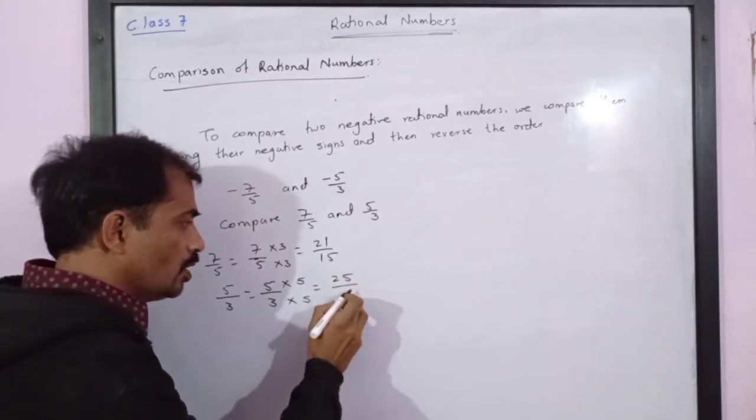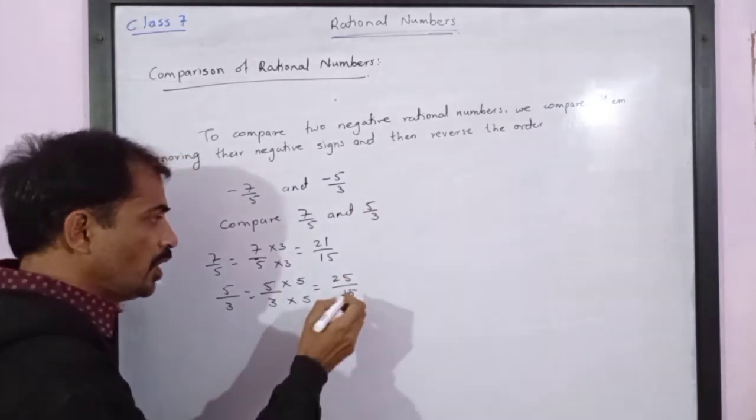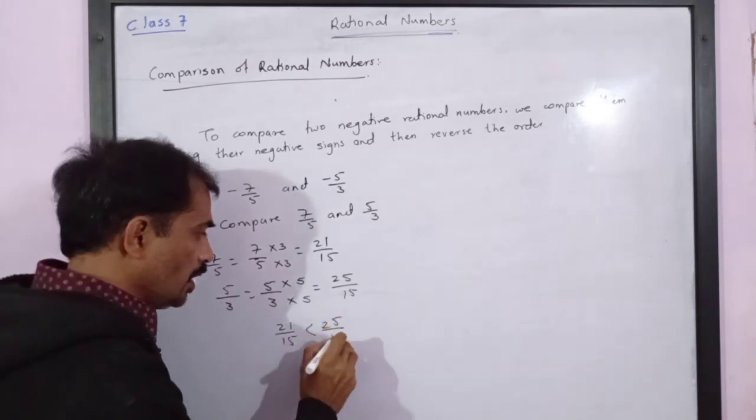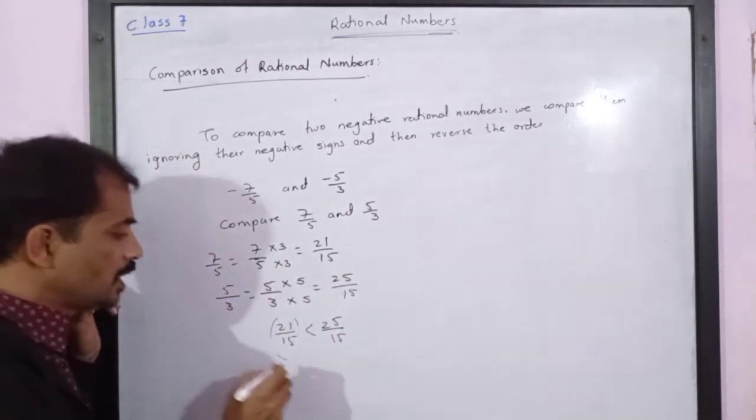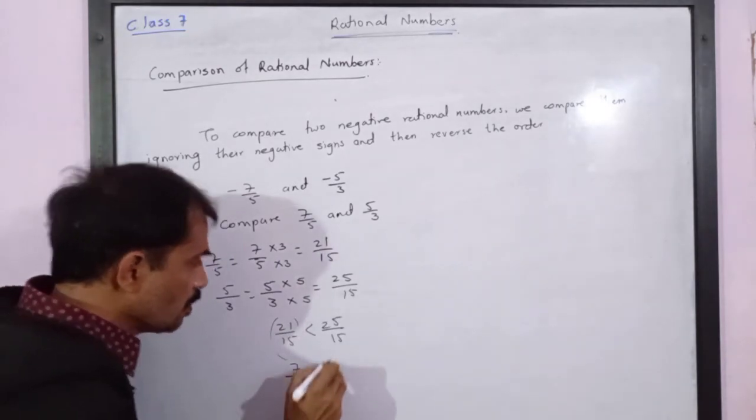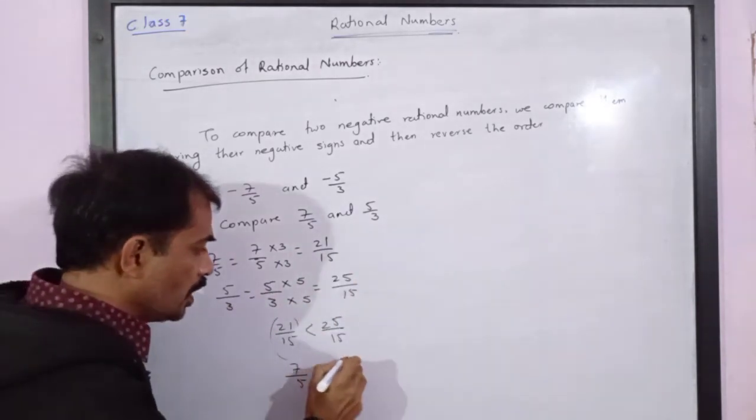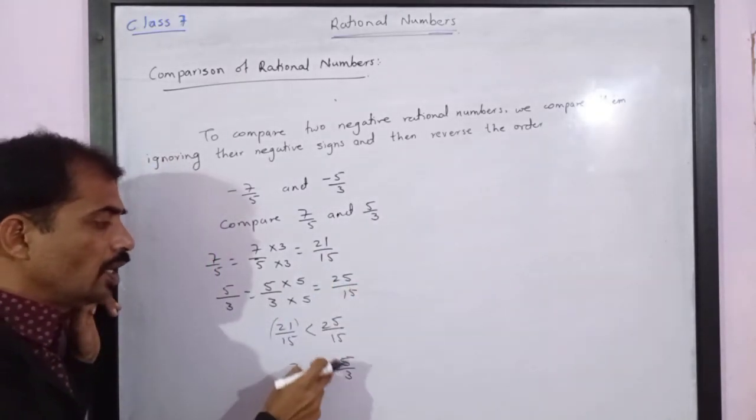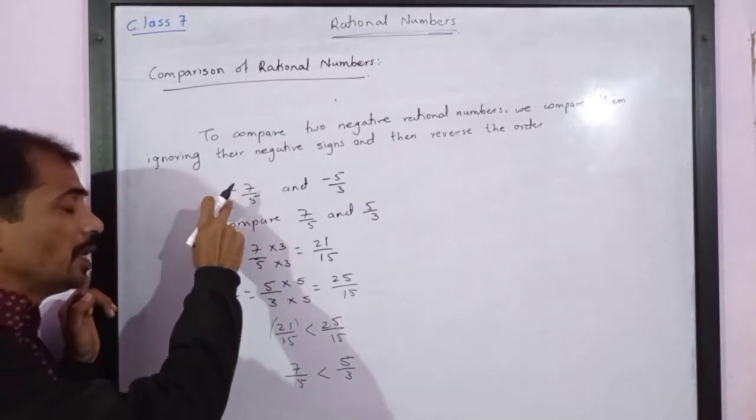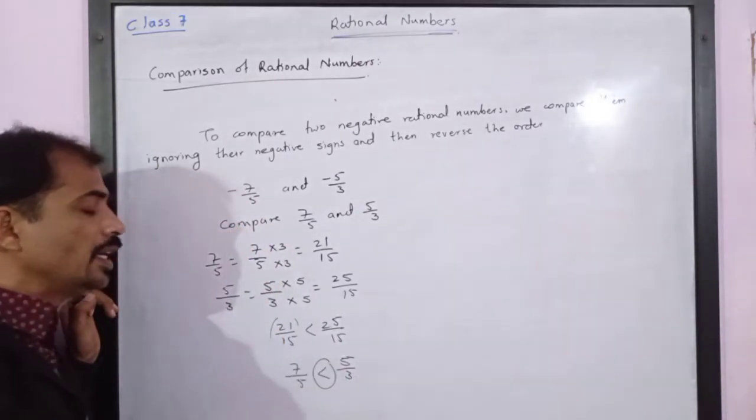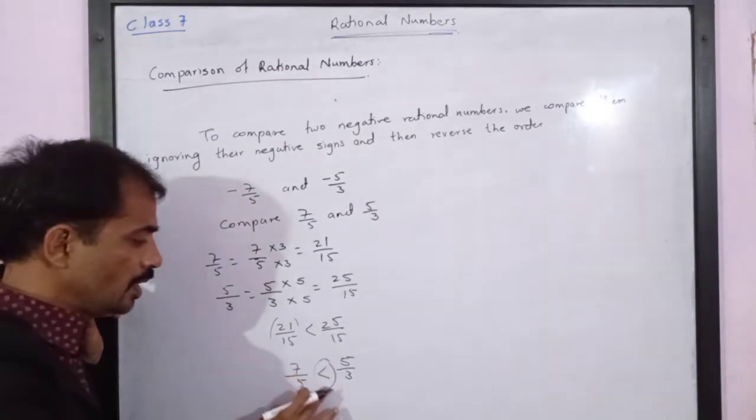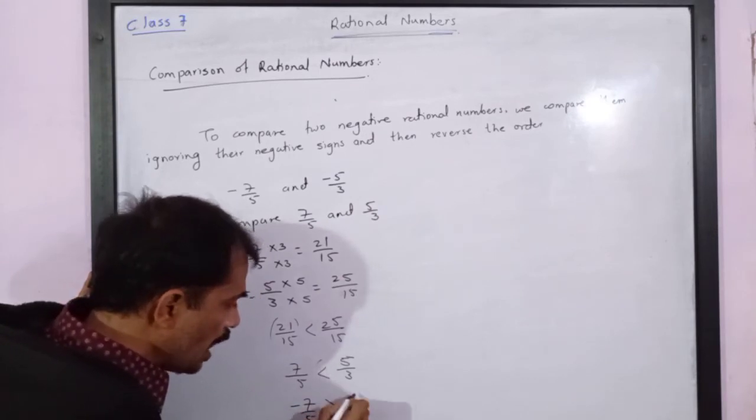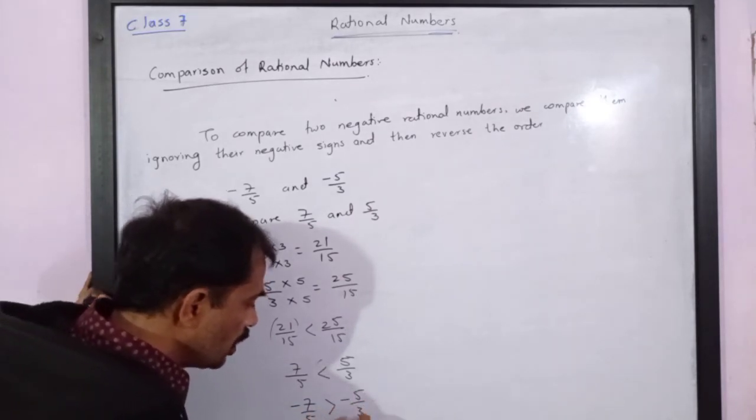Since 21 upon 15 is smaller than 25 upon 15, 21 upon 15, which is nothing but 7 upon 5, is smaller than 5 upon 3. That is, 25 upon 15 is equal to 5 upon 3. It means 7 upon 5 is smaller than 5 upon 3. Now if you want to compare the negatives, then this inequality sign reverses. It means negative 7 upon 5 is greater than negative 5 upon 3.